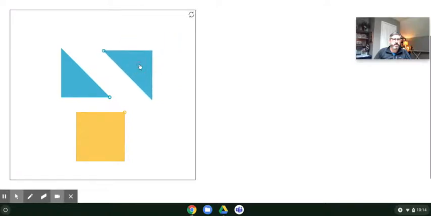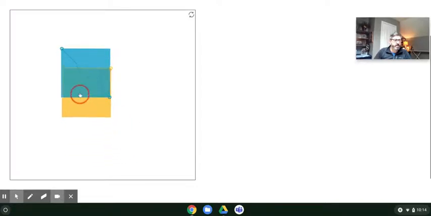Okay, we got 2 triangles right here, right? So what happens when we put them together? Like we showed you, looks just like that square, doesn't it? See that? Yeah, so those areas are equal.